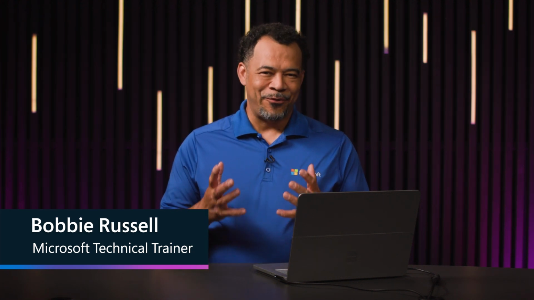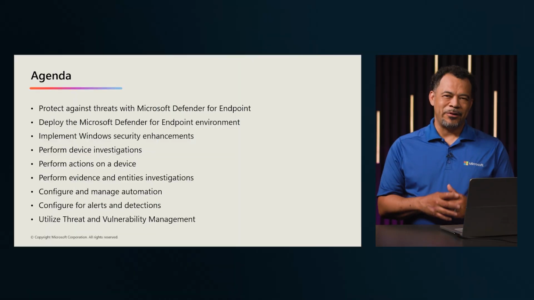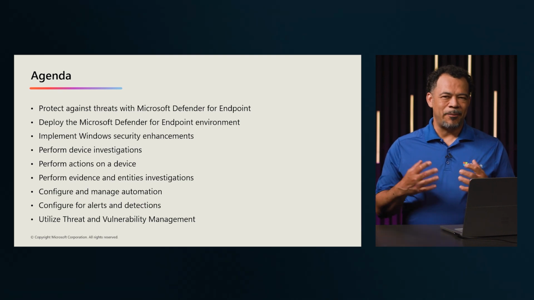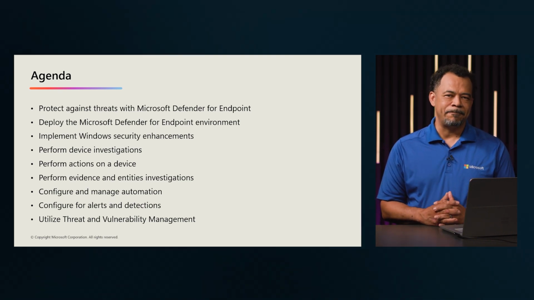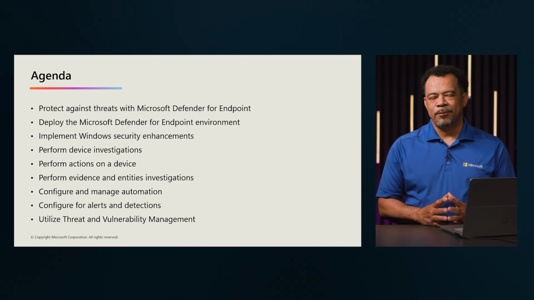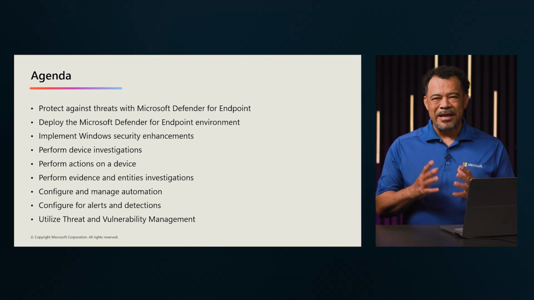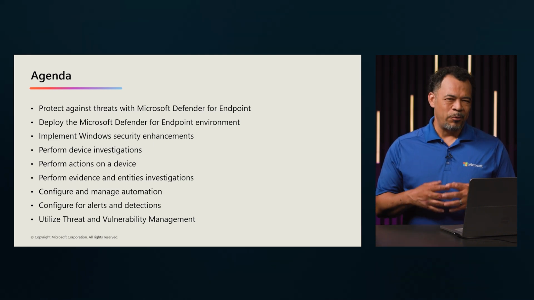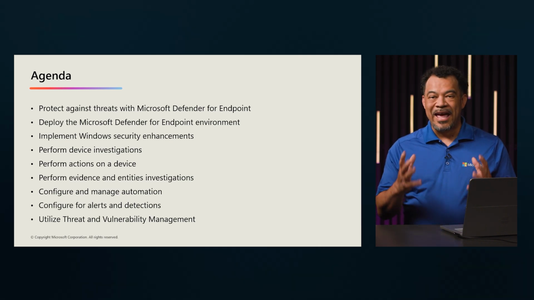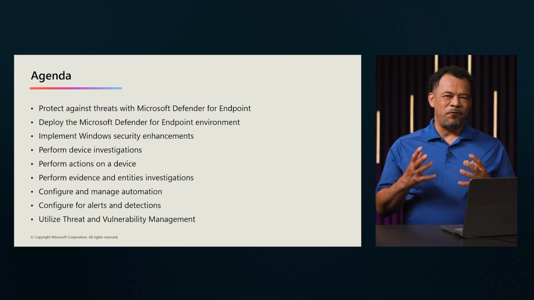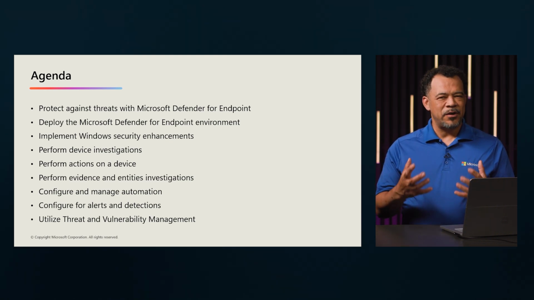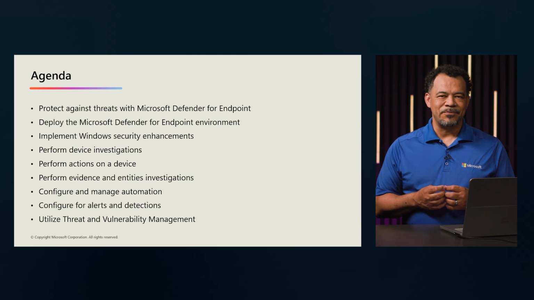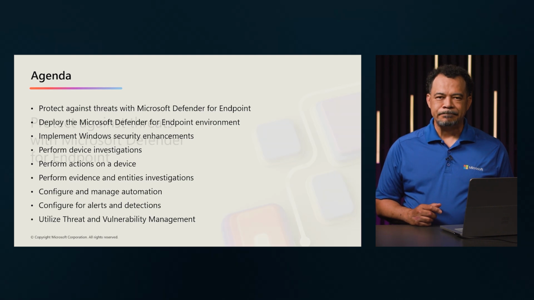Welcome to Learning Path 4, Mitigating Threats Using Microsoft Defender for Endpoint. In this learning path, we're going to cover a few things. We'll talk about protecting against threats with Microsoft Defender for Endpoint. We'll talk about deploying the Microsoft Defender for Endpoint environment. We'll implement Windows security enhancements. We'll look at performing device investigations. We'll look at performing actions on a device, performing evidence and entity investigations. We'll look at configuring and managing automation. We'll look at configuring for alerts and detections. And we'll look at utilizing threat and vulnerability management as part of our process here.